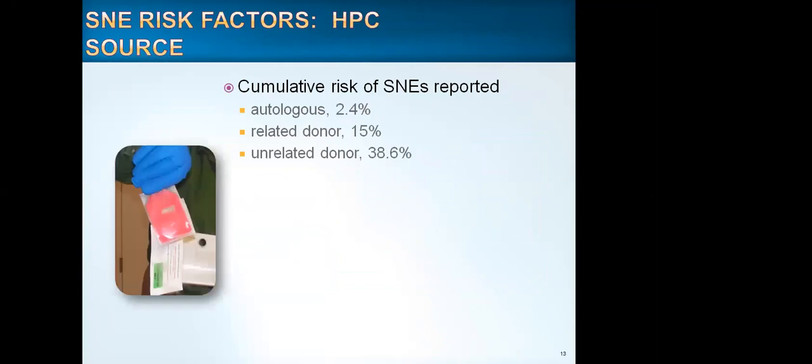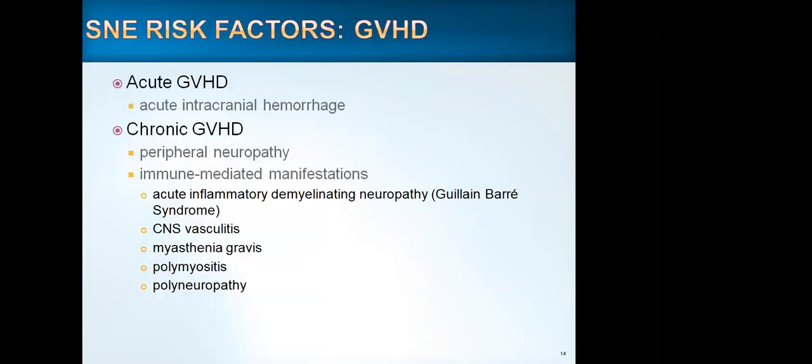The cumulative risk is reported as 2.4% for autologous transplant, 15% for related donor, and 38% for unrelated donor. In acute GVHD, we generally use high-dose steroids, and there will be high BP and a chance of acute intracranial hemorrhages. In chronic GVHD, peripheral neuropathy and immune mediated events will be there.